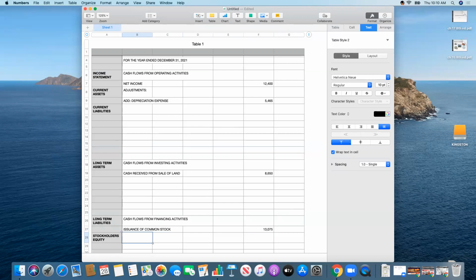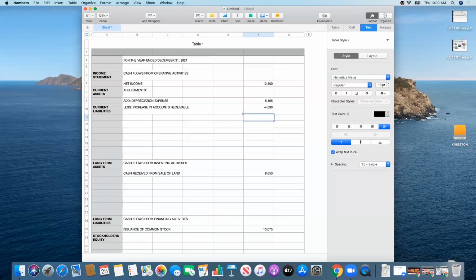Depreciation expense we already handled. Okay, now increase in accounts receivable. Accounts receivable is a current asset, so it's going to go up here in the operating activities section. Now, we have to make a choice. Are we going to add it or subtract it? Increases in current assets get subtracted. Less increase in accounts receivable. Okay. Increase in accounts receivable minus 4090.